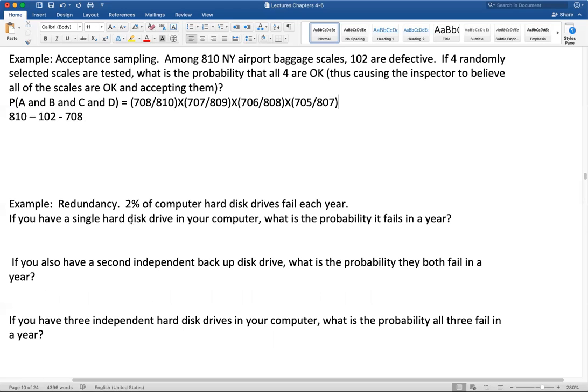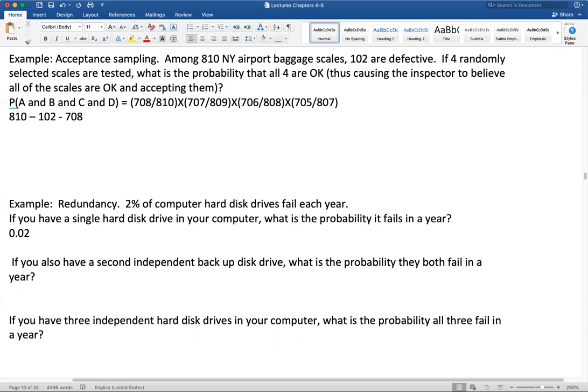Okay, so now next example. Redundancy. 2% of computer hard disk drives fail each year. If you have a single hard disk drive in your computer, what is the probability that it fails in a year? So let's see. In this case, the probability is already given, right? 2% of computer hard disk drives fail each year. So the probability is going to be 2%, which means 0.02, right?